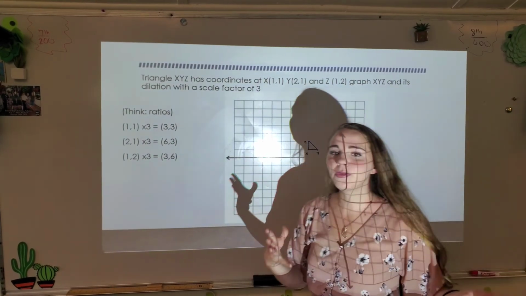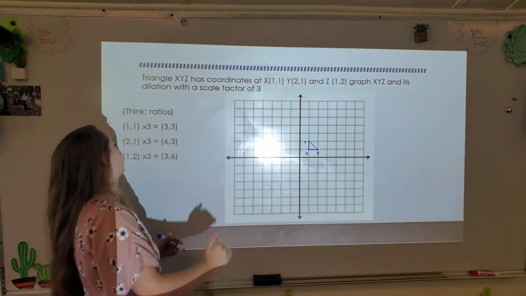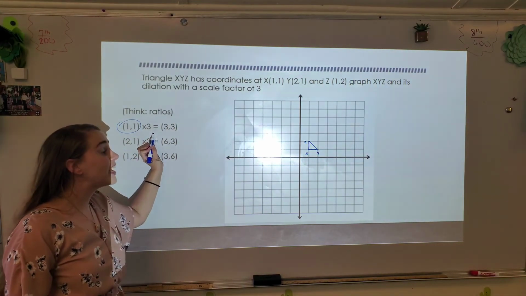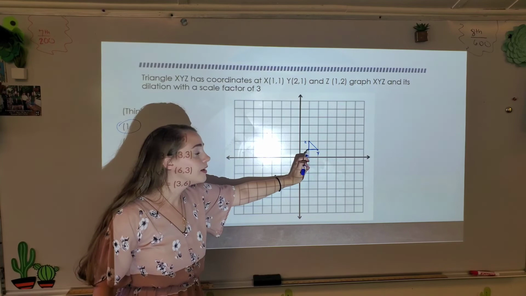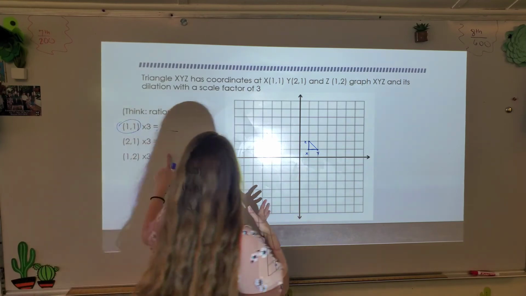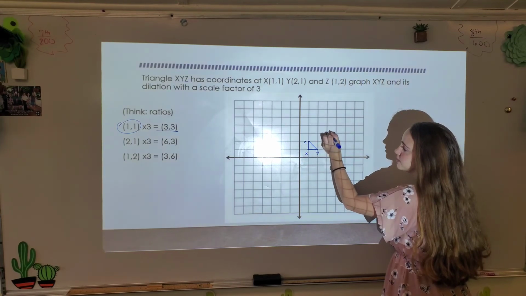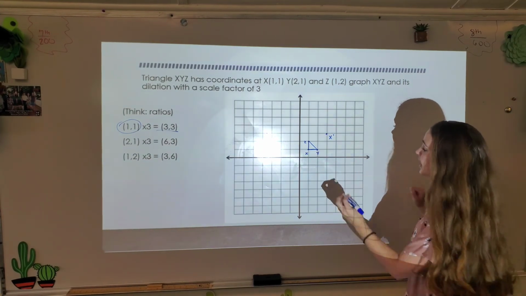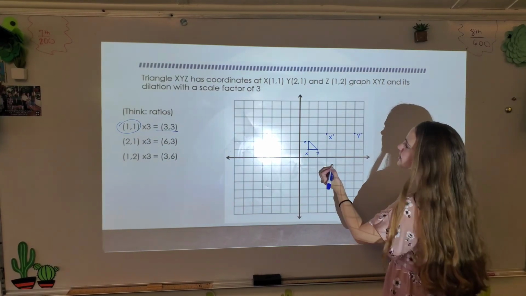So remember how when we do ratios, we just multiply everything by the same number because they're proportionate? Same thing with this. If the original is 1, 1, and the scale factor is 3, we multiply by 3, and so now the new coordinate is 3, 3. And the sides over here are 1 unit, but they're going to be 3 units now because the sides are getting 3 times bigger. So hopefully that makes sense. If the new X is at 3, 3, it's going to be up here, 3, 3. And then the new Y is going to be at 6, 3. And the new Z is going to be at 3, 6.